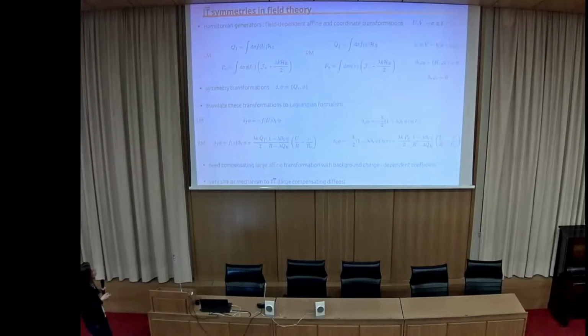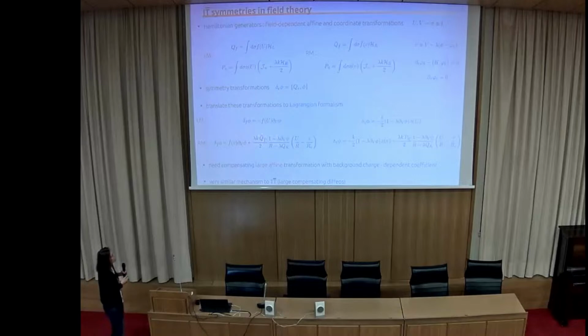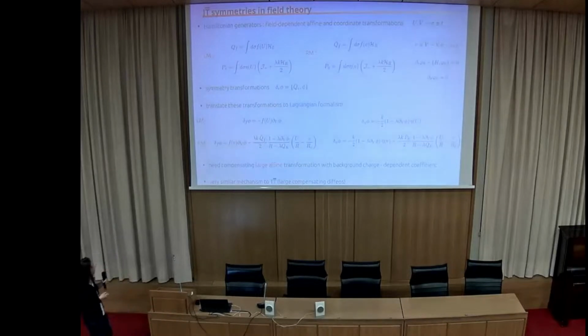So what we did with Sylvia, we took this and we translated it to the Lagrangian formalism to see what the corresponding transformations look like. For each of the right-moving Virasoro, if you wish, and Kac-Moody, we have to accompany each shift by a large affine transformation, so one that goes linearly in the coordinate, again with a coefficient that depends on the charge. So these are very peculiar equations, but they are necessary in order for the U1 charge quantization to be obeyed. We can understand this in the Lagrangian formalism.